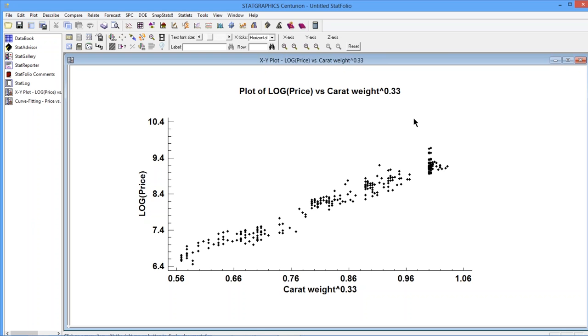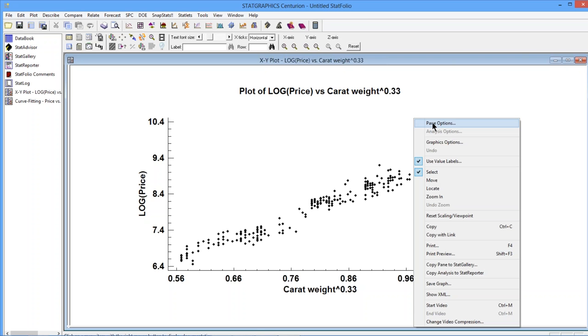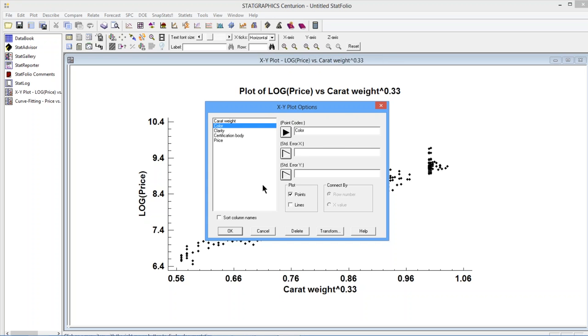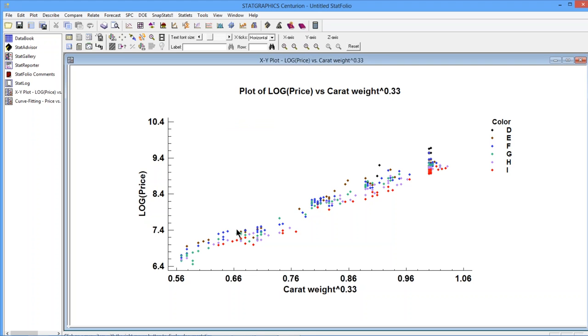Now, the one thing I haven't added in here yet is color. So let me push the right mouse button, go to Pane Options, and ask for point codes based on color. Now you can see of these 308 diamonds, their colors D, E, F, G, H, and I. And you can, I think, just by looking at this, notice that color D tends to be at the top. They're the black points. Color I tends to be at the bottom of the line. They're the least attractive diamonds. So there appears to be a significant relationship. We don't know if it's statistically significant yet, but it does look like color may affect the price.